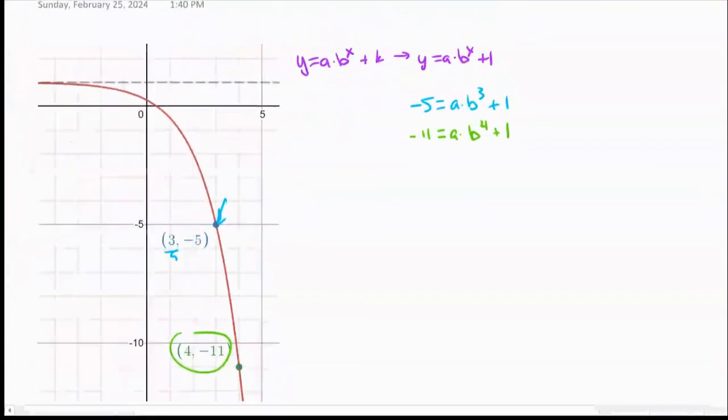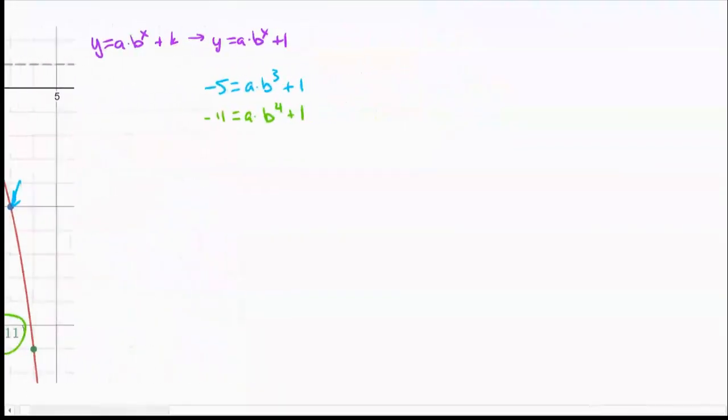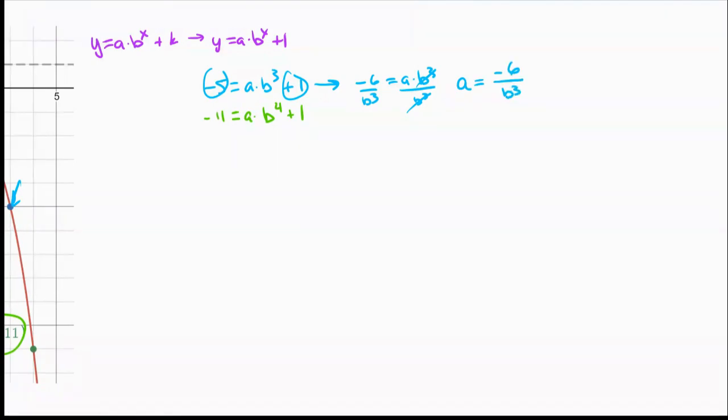Now, I have two equations with two variables, and now I can solve this using a system of equations. So I'll come back to double check on this graph in just a second, but first, I'm going to take this first equation and I'm going to solve for a. So I'm going to subtract 1 from both sides here, and then I'm going to divide both sides by b to the power of 3. So a is equal to -6 over b cubed. So we're going to use this, and we're going to plug that into this second equation here.